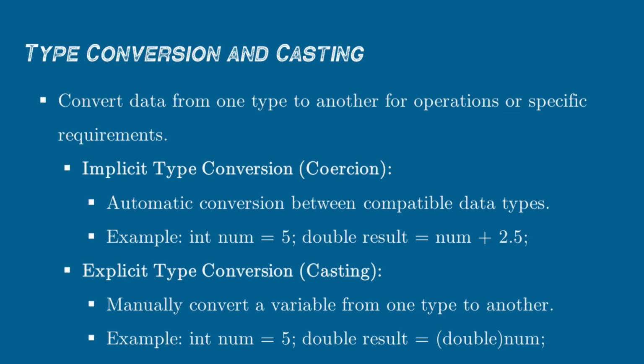Explicit type conversion, also known as casting, is a manual conversion where we explicitly specify the target data type. For instance, converting an integer to a double: int num = 5; double result = (double) num.